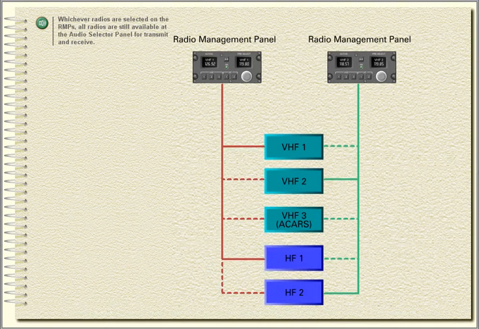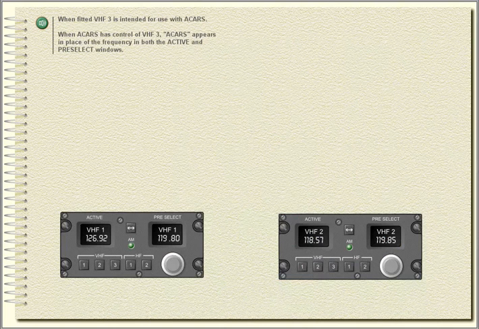Whichever radios are selected on the radio management panels, all radios are still available at the audio selector panel for transmit and receive. When fitted, VHF3 is intended for use with ACARS. When ACARS has control of VHF3, ACARS appears in place of the frequency in both the active and pre-select windows.